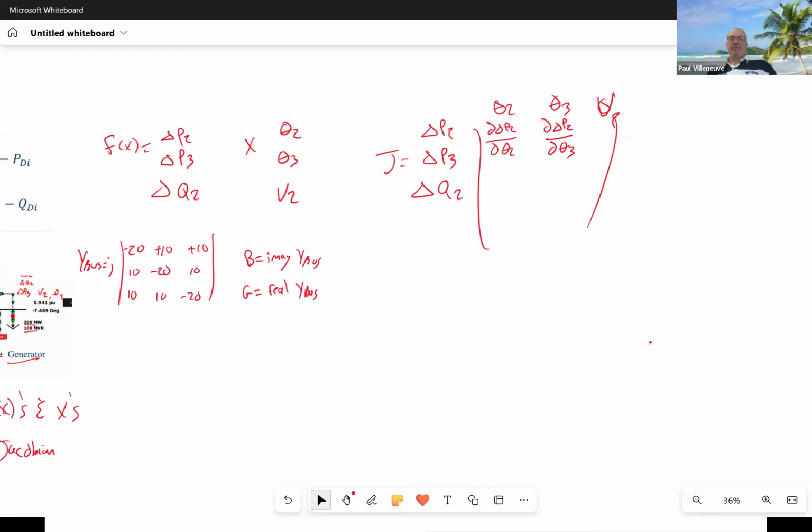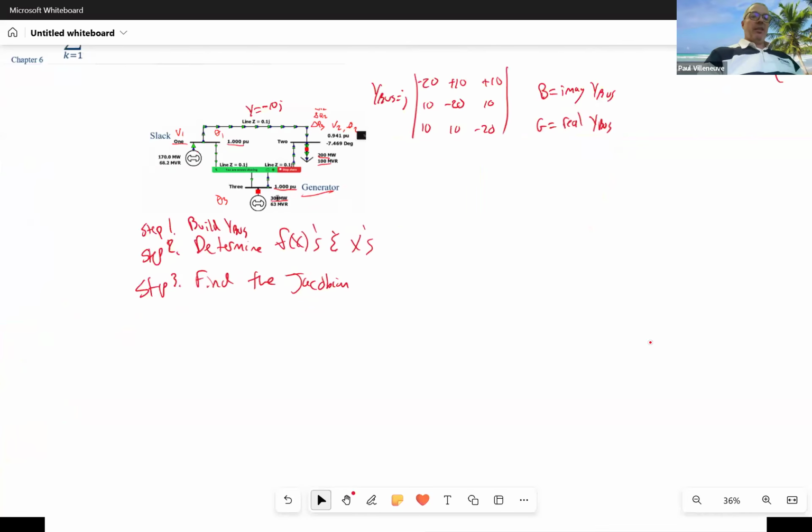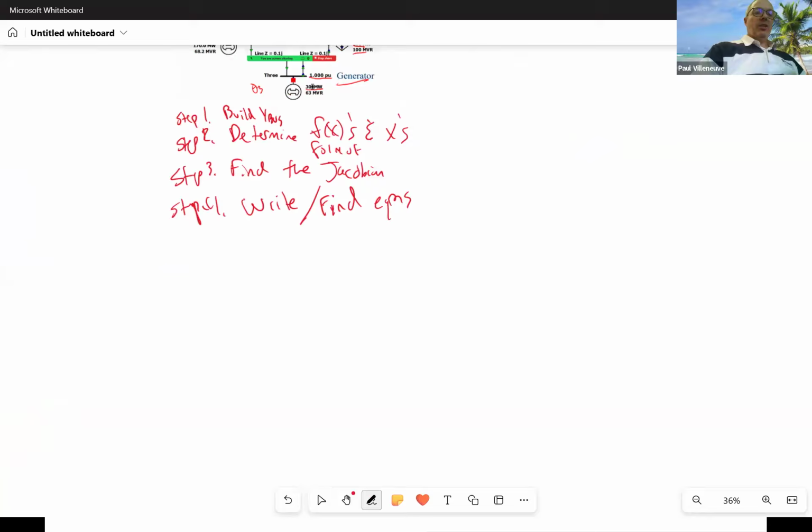All right. So now I'm going to be on step 4. So I'll say find the form of the Jacobian. Okay. So step 4 is start writing equations. So number 1, delta P2. And I can't remember all the variables there, so I'm just going to go back up over here.